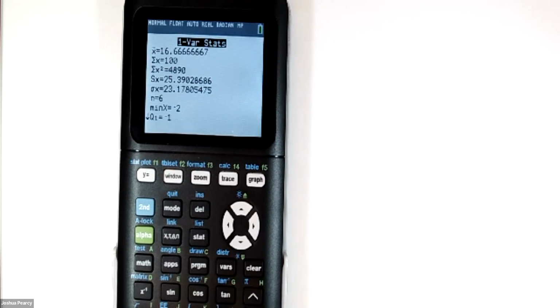L4, you hit second and then 4. So just hit second and the number of the list it's in. Everyone okay with that? You want to see the longer way that your textbook shows you how to do it, and you get the same exact thing?